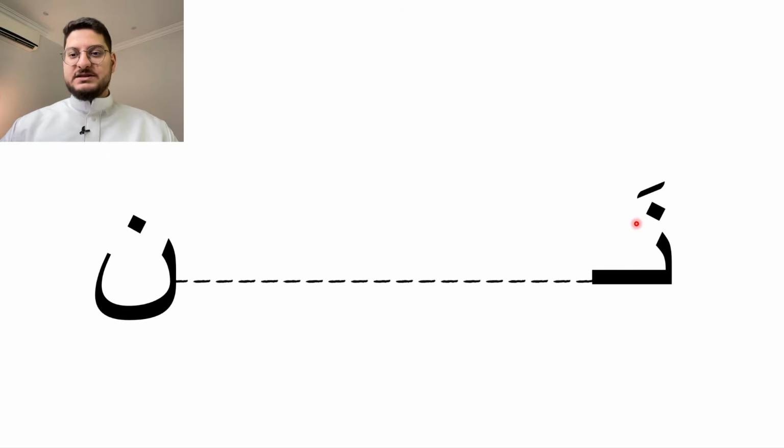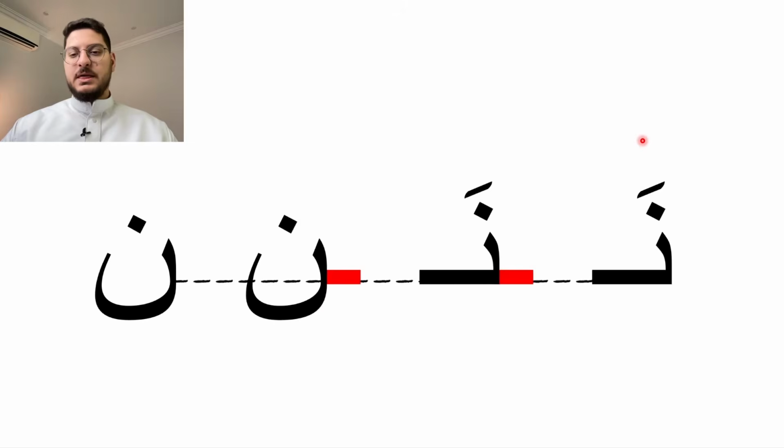And be careful, it's very common to confuse na, which is this one, with ba, which has one dot below. So be careful. Dot on top is na. And this is how the na would look like inside the word. And we will see it now in words.